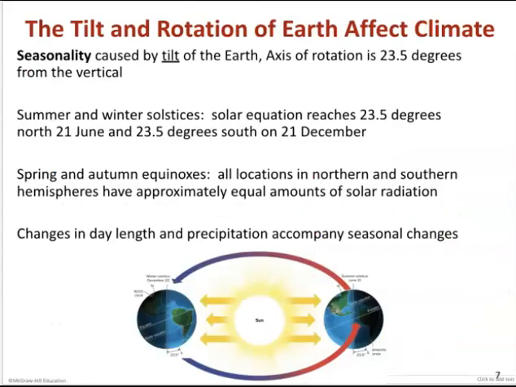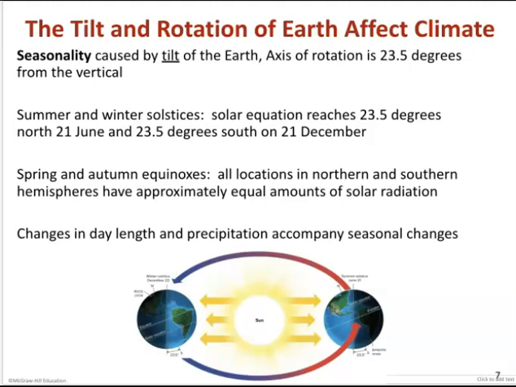Another thing that affects the climate is the tilt and rotation of the Earth. The Earth is tilted on its axis, and the rotation is tilted at about 23.5 degrees off the vertical. And this tilt is what causes the seasons. So we have a summer and a winter solstice, and the summer solstice would be June 21st, the winter solstice December 21st. But we also have spring and autumn equinox.